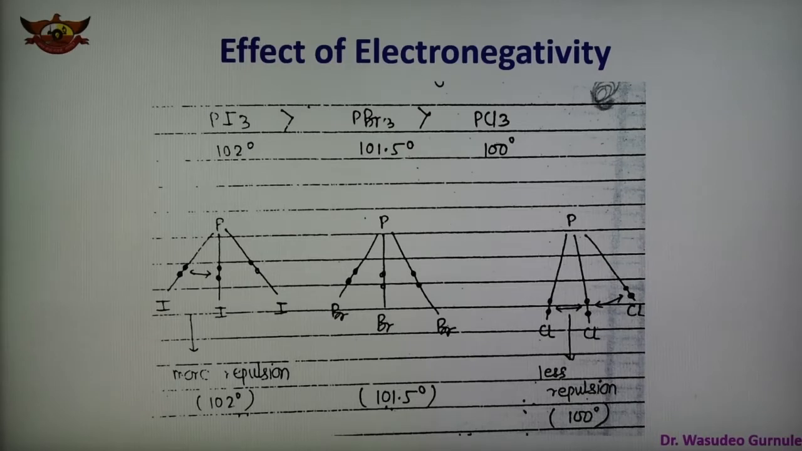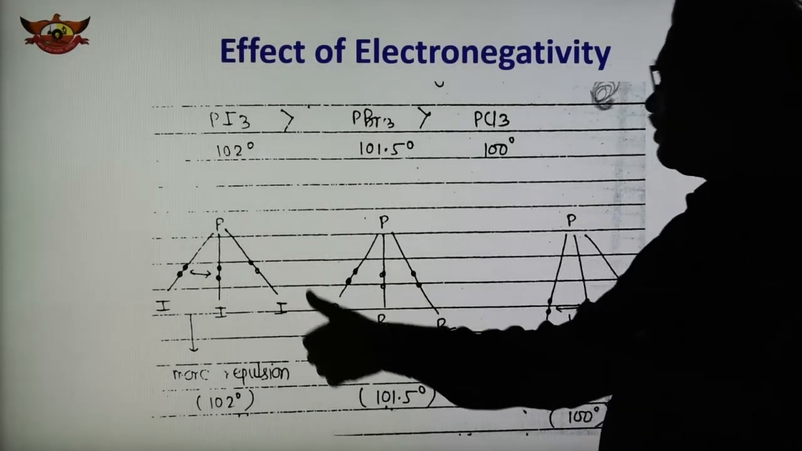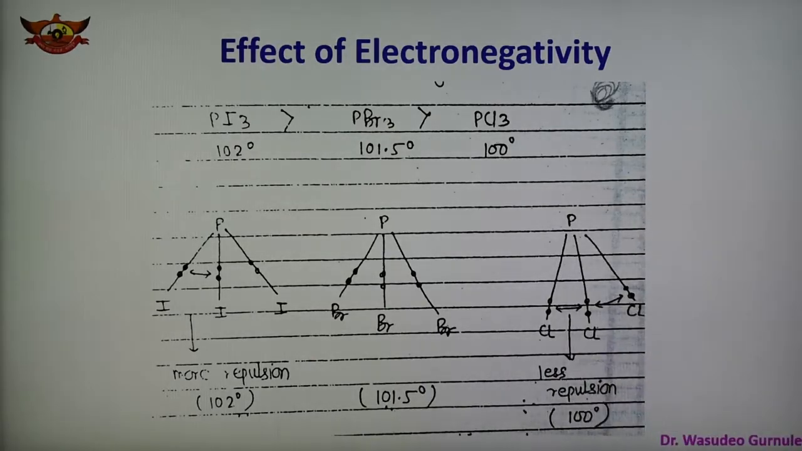Similarly, compared to bromine, chlorine can attract the bonded electron pair more effectively. So the bond pair electronic repulsion in PCl3 is less than in PBr3, and due to less electronic repulsion, the bond angle in PCl3 is also smaller compared to PBr3. So this is the reason the bond angle is less: it depends upon the repulsion. Whether the repulsion is more or less, the bond angle follows. Greater the repulsion, greater the bond angle; lesser the repulsion, lesser the bond angle. And again, the central atom is the same, but the electronegativities of the bonded atoms are different.